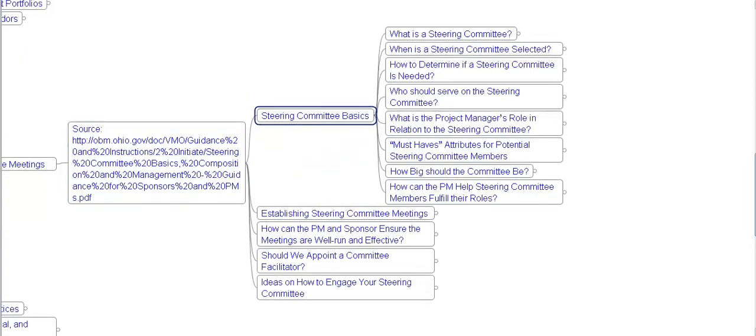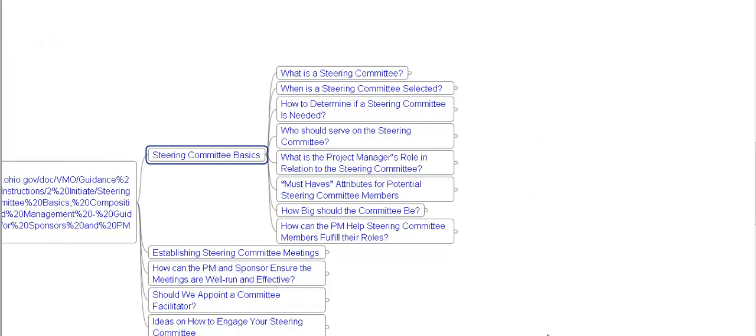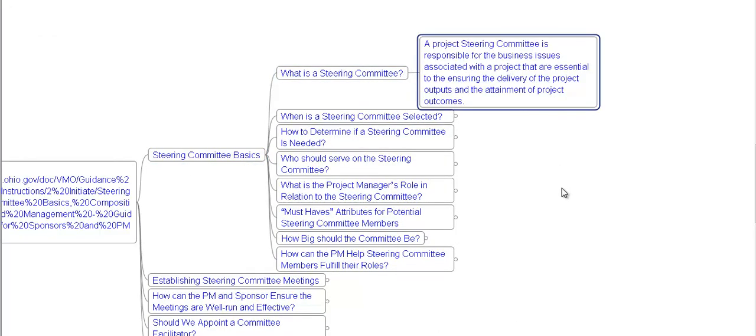Okay. What is a steering committee? A project steering committee is responsible for the business issues associated with the project that are essential to ensuring the delivery of project outputs and attainment of project outcomes.